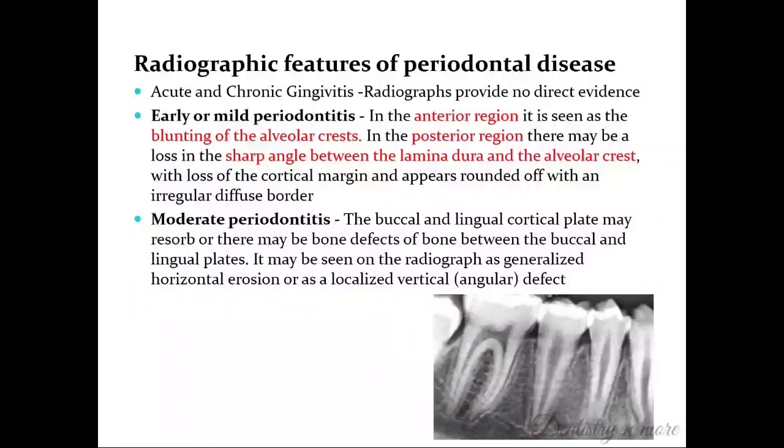The next chapter is about periodontal diseases. When the radiographic features of periodontal diseases are asked, they can be divided into mild, moderate and severe periodontitis. In mild periodontitis, in the anterior region, it appears as blunting of the alveolar crest, whereas in the posterior region there is loss of the sharp angle between the lamina dura and the alveolar crest, with the cortical margin rounded off with an irregular, diffuse border. In moderate periodontitis, you see a generalized horizontal erosion or a vertical or angular defect in the interdental area between two teeth.